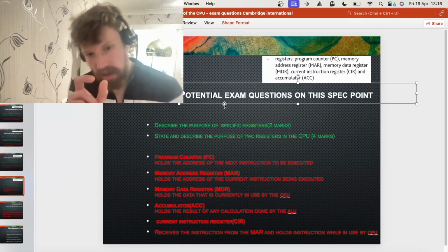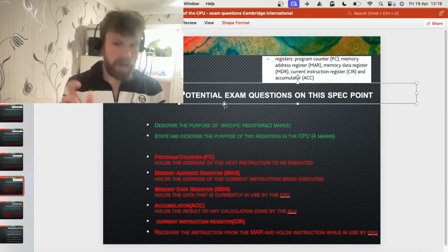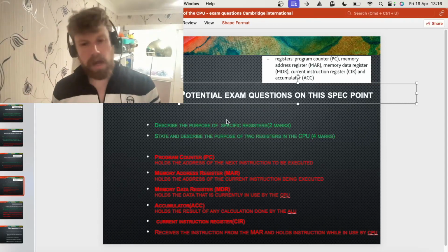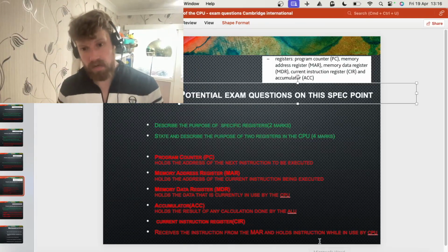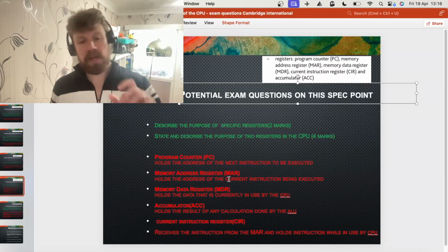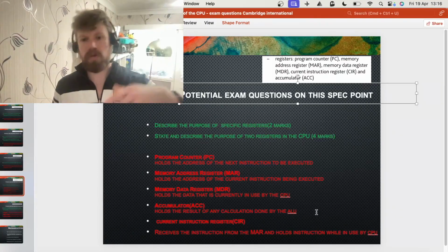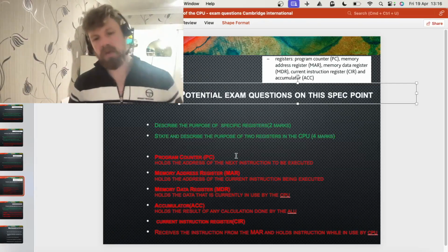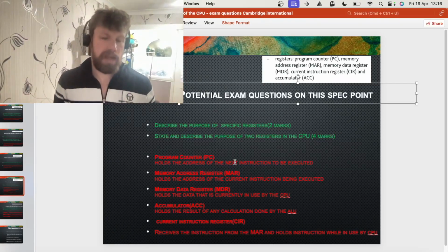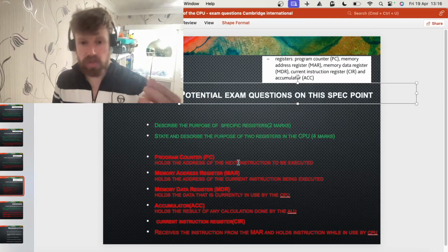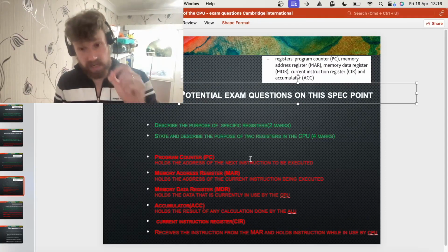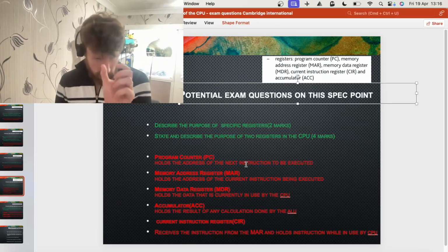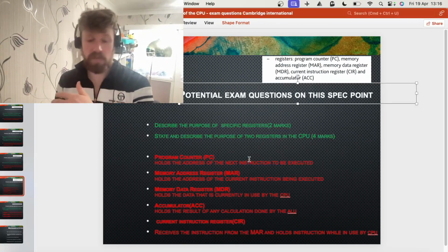Now, you can see that the definition for every single one of them, apart from the ALU really, is very similar. It's about holding either an address, data, or instruction. If you remember the name, that will tell you which one it is. And then all you've got to do is remember next versus current. The only thing that's different is the program counter holds the next instruction, while all of the others are to do with the current instruction or data that is in use by the CPU. So essentially, you learn one definition, and then you've got all of them.